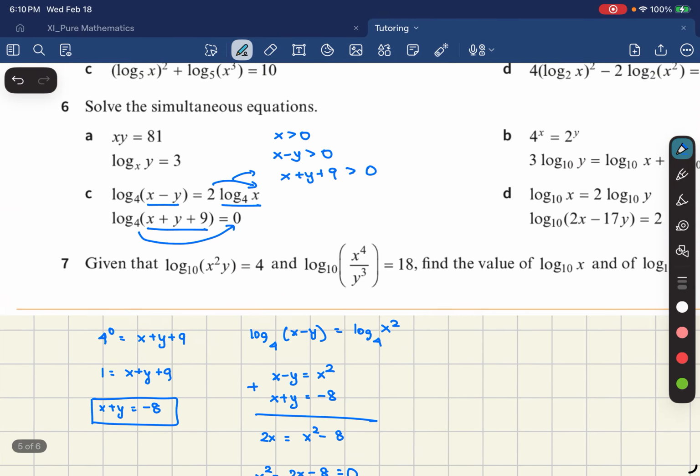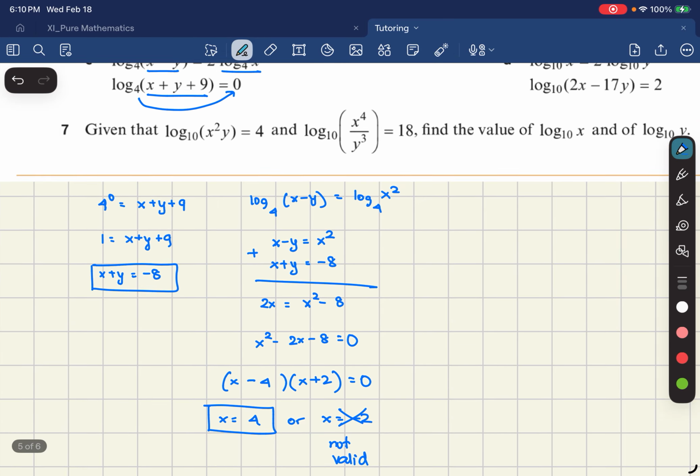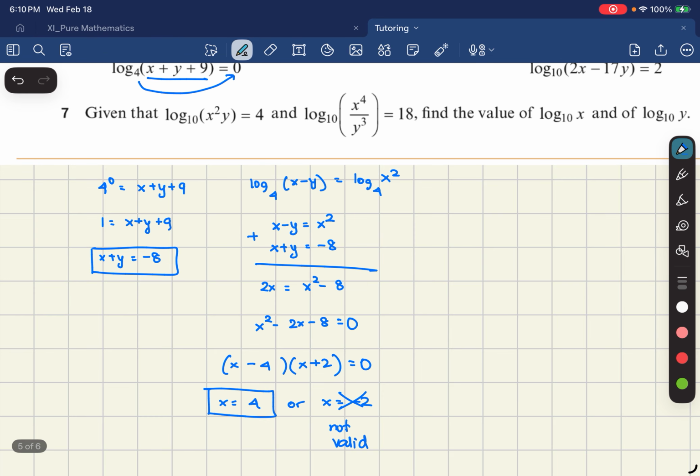But remember, we said that x is greater than 0. So negative 2 is not valid. So we use x is equal to 4. And if x is equal to 4, y is equal to negative 12. So that should be our solution.